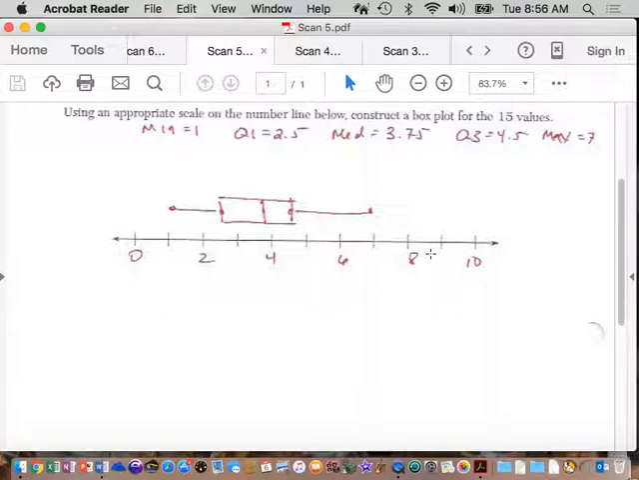Now, you don't need to use the same scale. Your scale can be a little bit different, okay? As long as they're in the appropriate place on the scale. All right? So again, it's either 0, 2, or 4 out of 4.